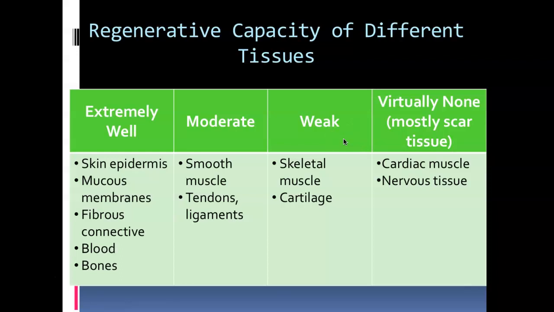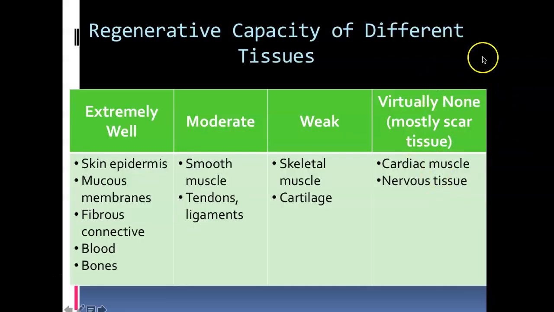the ability to repair. So skeletal muscle and cartilage are weak. This is why it takes forever for a skeletal muscle tear or a cartilage tear to heal. Forever, it feels like. And then virtually none, and it's mostly scar tissue, is going to be your cardiac and your nervous tissue. So your brain, your spinal cord, and your heart.